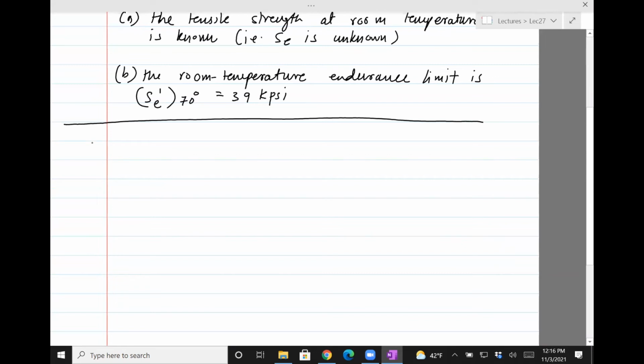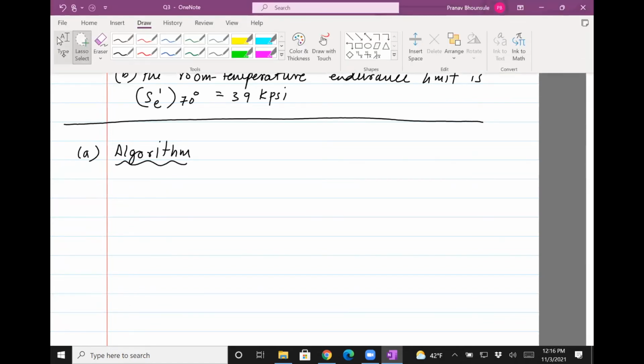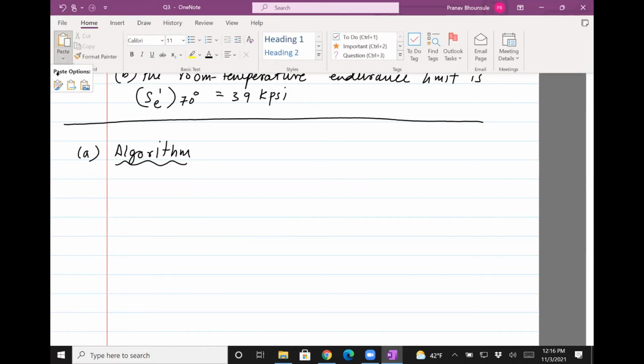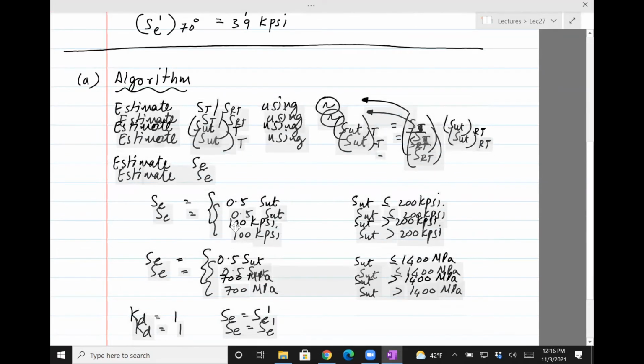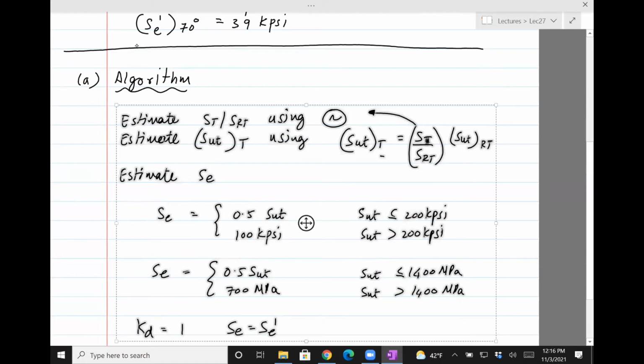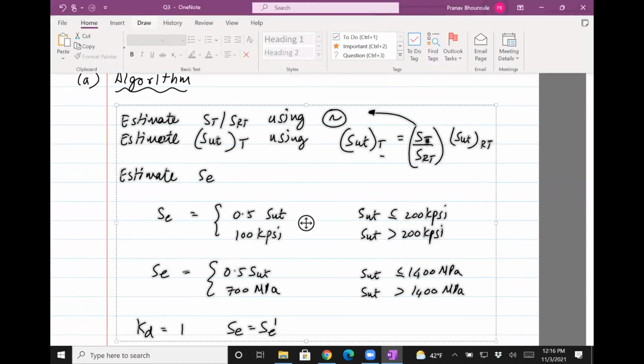Okay, so we're solving for part A. So this is the algorithm. Okay, paste. Okay, so let's just proceed with this.